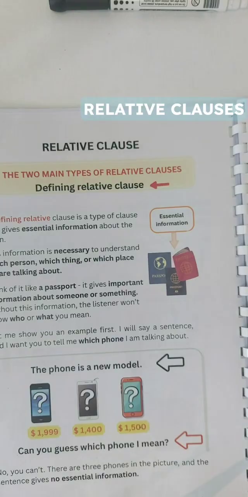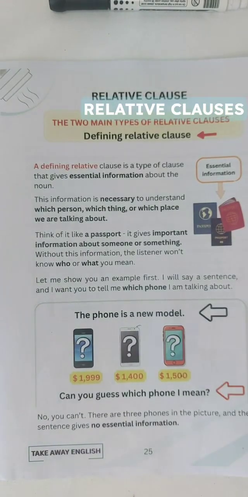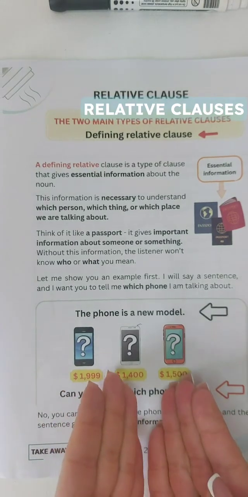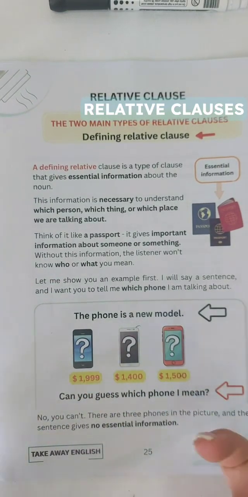Okay. The phone is a new model. Can you guess which phone I mean? The phone is a new model. No, right? There are many phones, but we don't have essential information to identify which one is a new model. We need essential information, right?